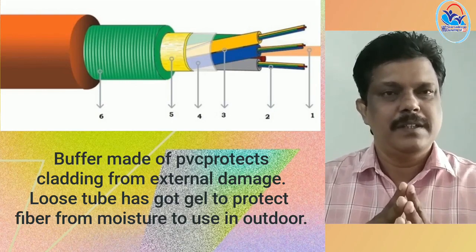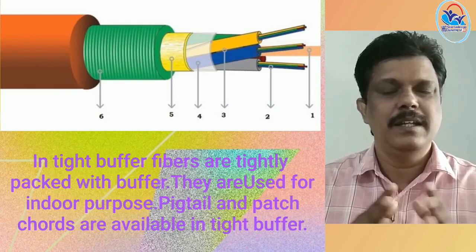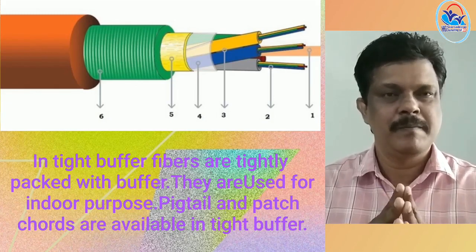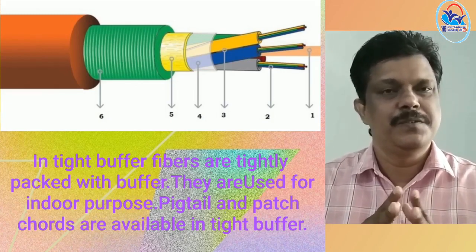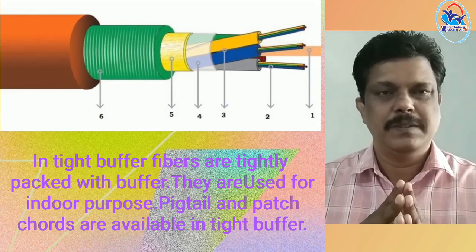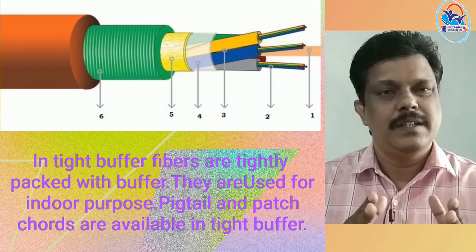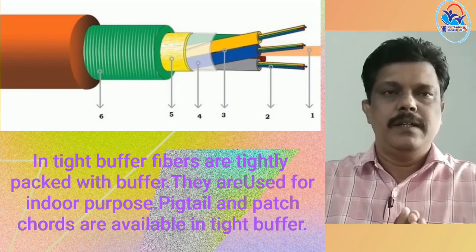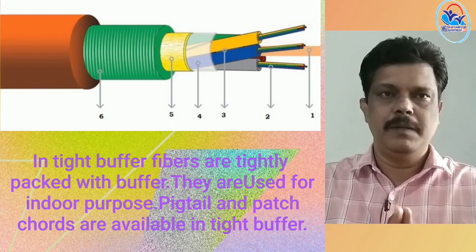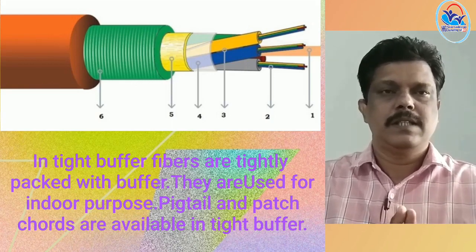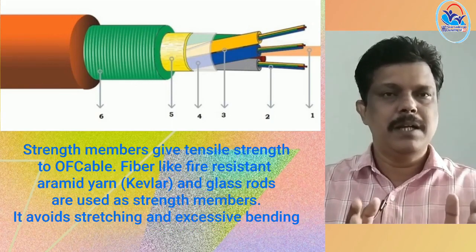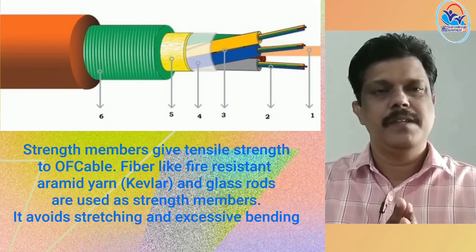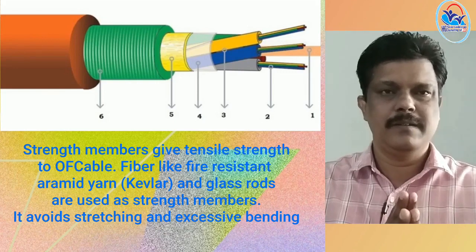In the case of tight buffer, the optical fibers are tightly stuck to the buffer. There is no freedom for movement. The loose buffer cable is used for outdoor purpose, whereas the tight buffer is used for indoor purpose. To provide tensile strength to the optical fiber cable, we provide strength members. Strength member is made up of thread-like structure called aramid yarn. The aramid yarn is also called Kevlar.